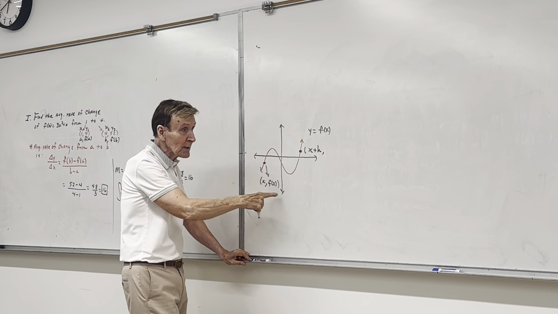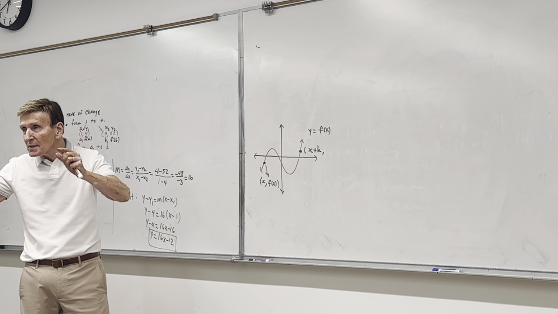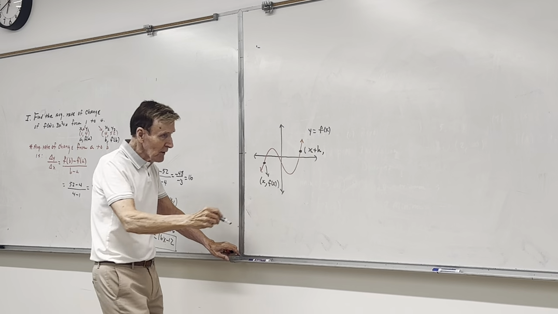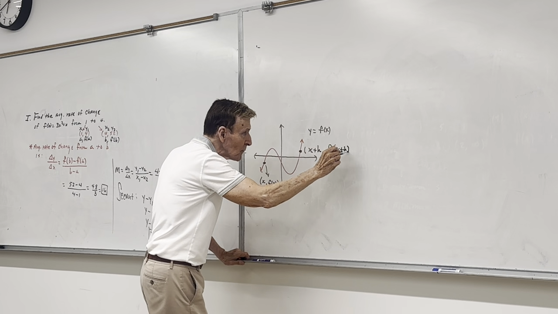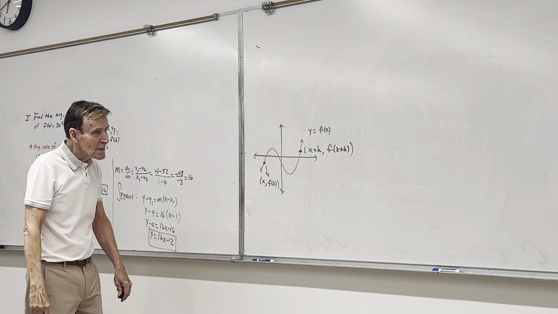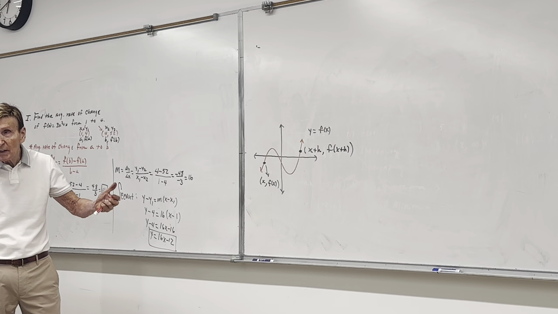for the y-coordinate. What do you think the y-coordinate may look like on this one? Where the x-coordinate is x plus h. Go for it. F of x plus h. F of x plus h. Absolutely. Those are my 2 points labeled. No numbers, no specific numbers to work with.